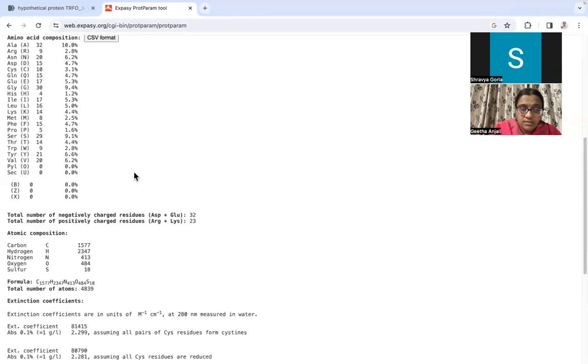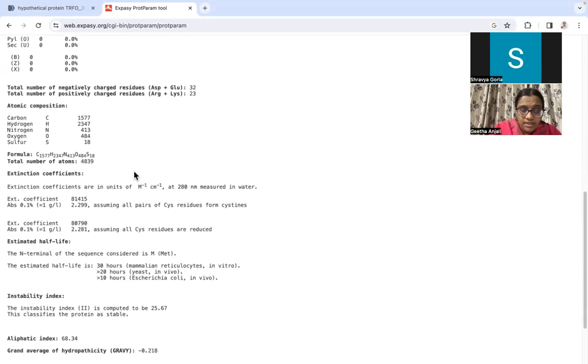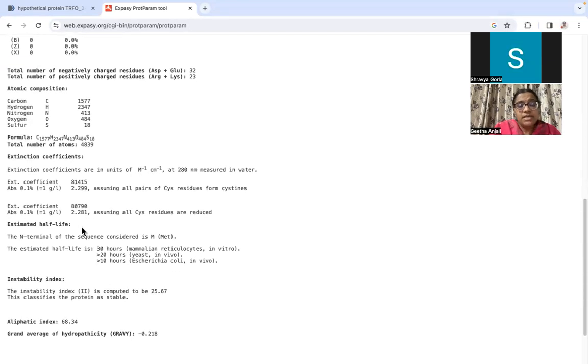Next to this, the most important parameter, the rest are not so important, is the last parameter here, the estimated half-life. So what is half-life? Stability. For example, the half-life of our RBCs is 120 days. Within RBCs, proteins stay for 120 days, and later on the protein gets degraded by ubiquitination. The other day I taught the second years about post-translational modification. Any protein that is getting ubiquitinated means it is going to get degraded into amino acids. So after its half-life, the protein gets degraded.